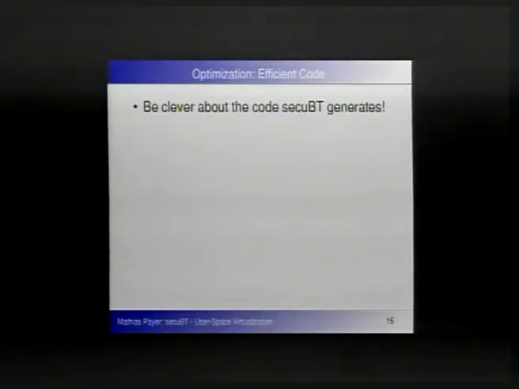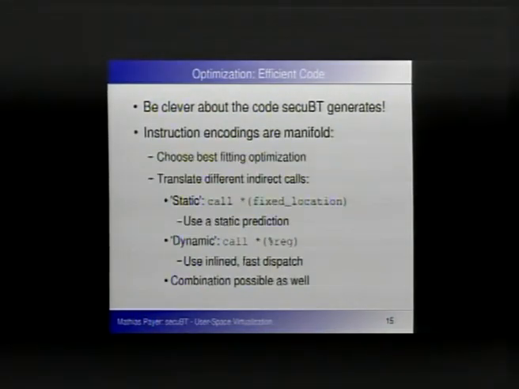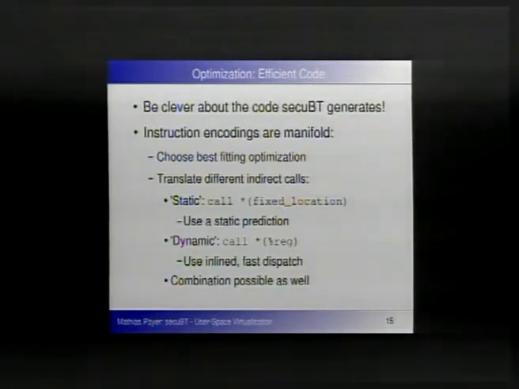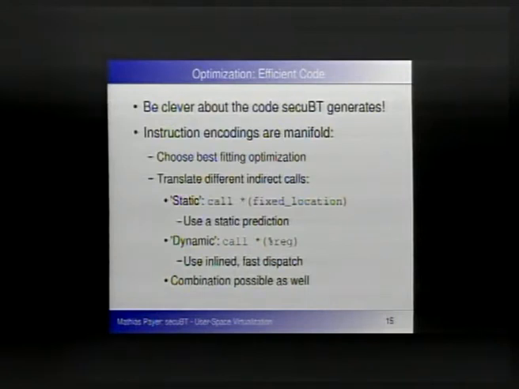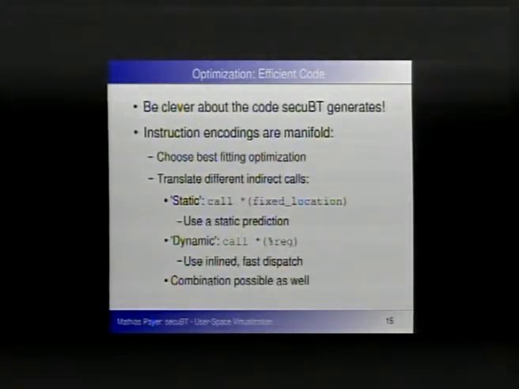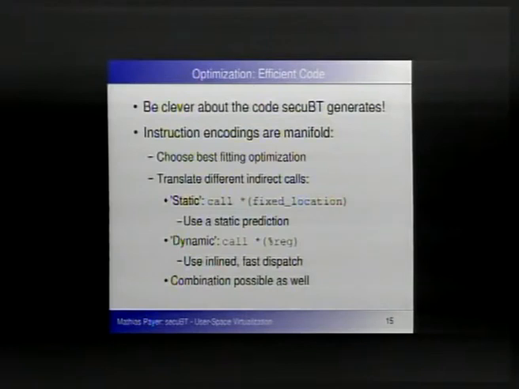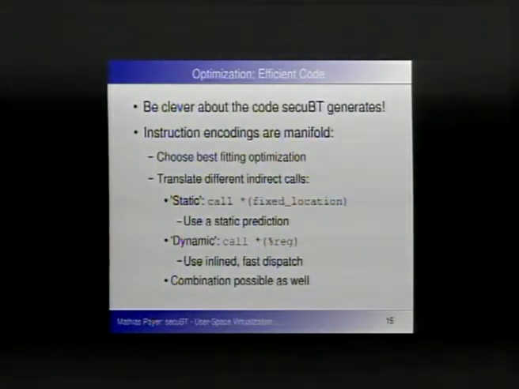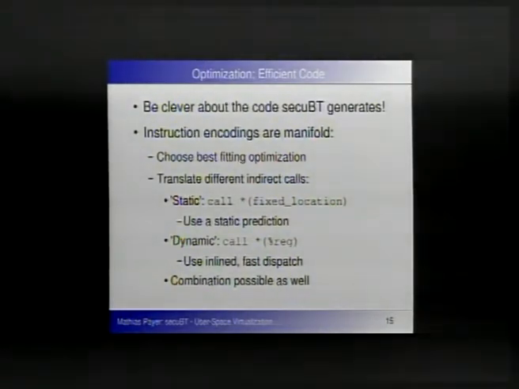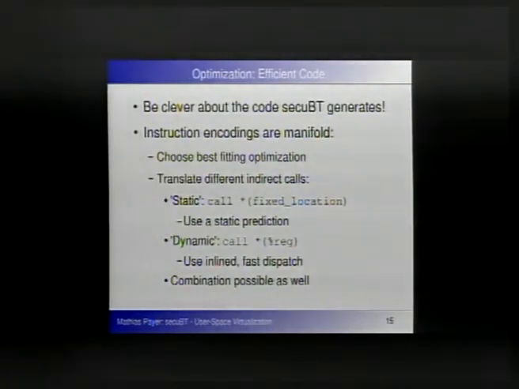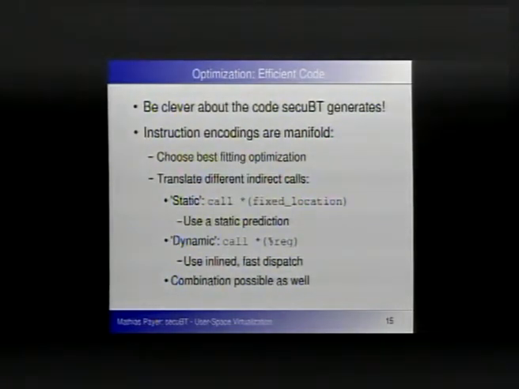And yes, we can. We have to be clever about the code that we generate, and we have to optimize for different instruction encodings. Depending on the type of the indirect call, we can use different optimizations and optimize for that specific case and choose the best fitting optimizations. For example, we have static indirect calls that always branch through a fixed location, or we have dynamic indirect calls which branch through a register. And we can use different optimizations for that.